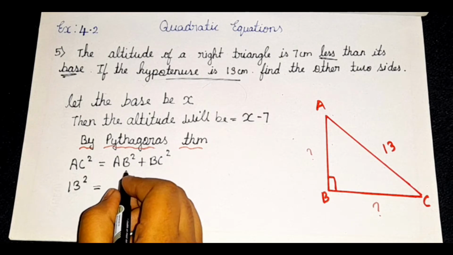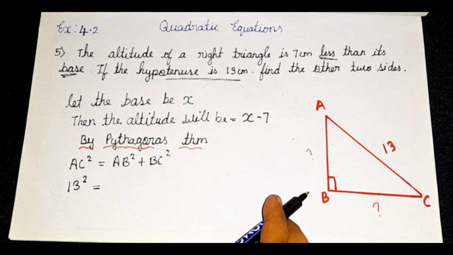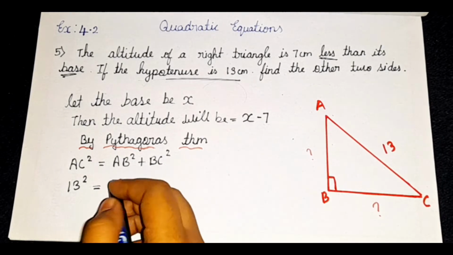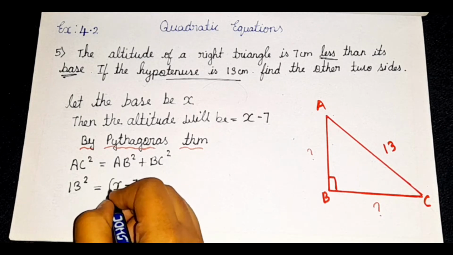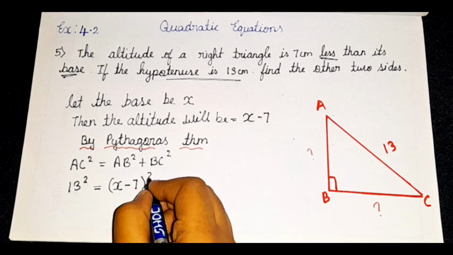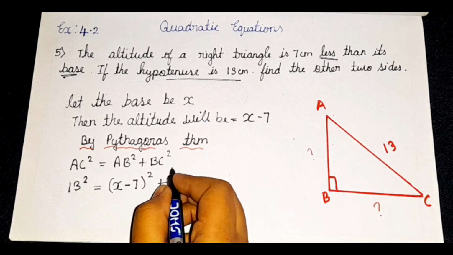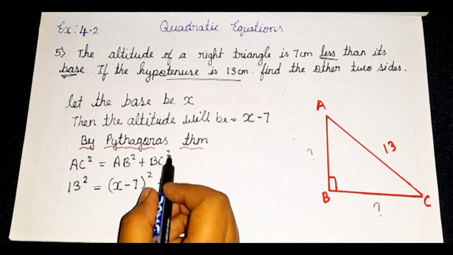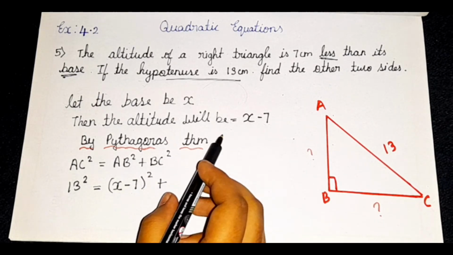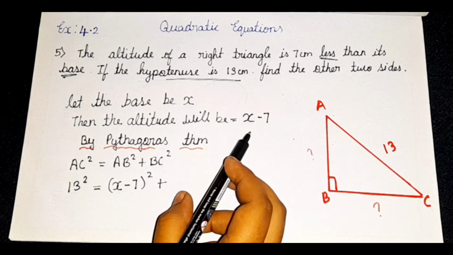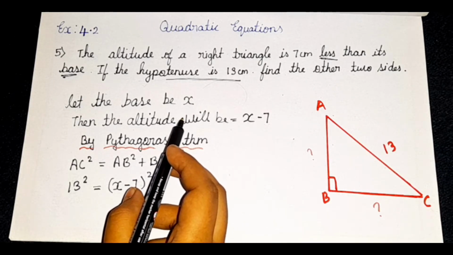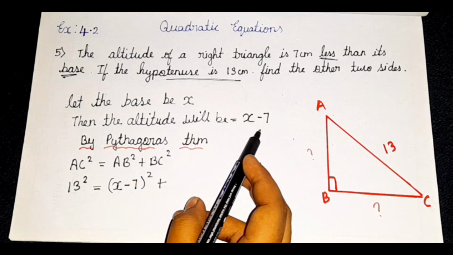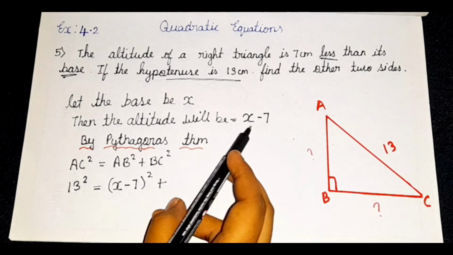So what is the AB square? Here this is AB, so we are going to take AB as x minus 7, x minus 7 the whole square, plus BC square. You might be wondering, here we have x and x minus 7, so how did I take x minus 7 instead of x? It will be confusing whether we should take x or x minus 7 for AB. We just took x minus 7, why?